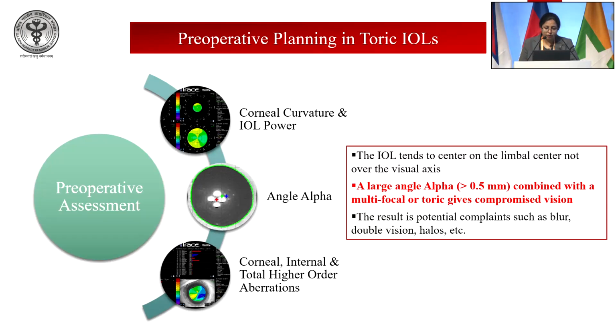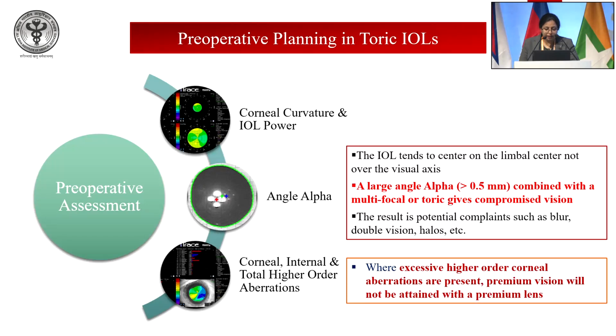So you should avoid premium intraocular lenses in such cases. Corneal, internal and total higher order aberrations should be assessed using ray tracing aberrometry, and excessive higher order corneal aberrations will compromise the visual quality in the postoperative period, and you should counsel the patient appropriately.